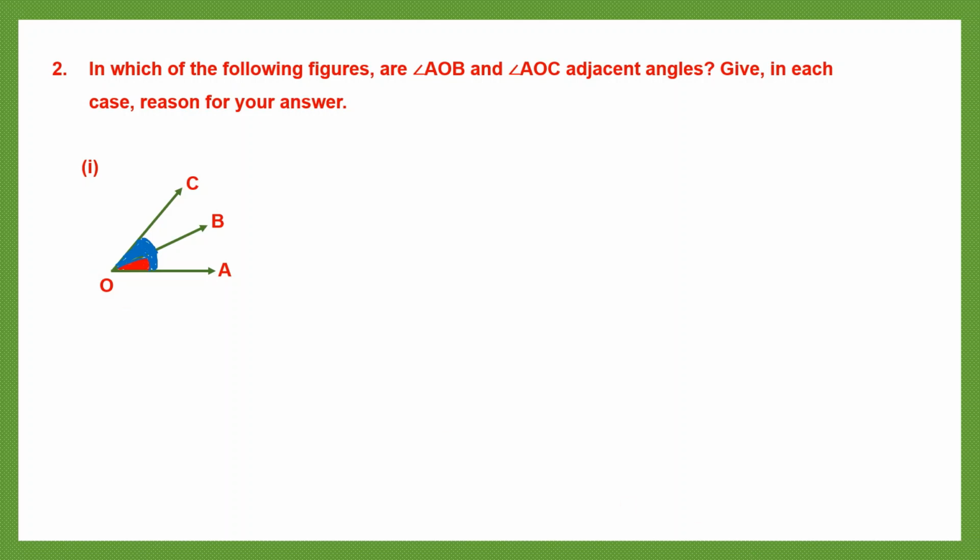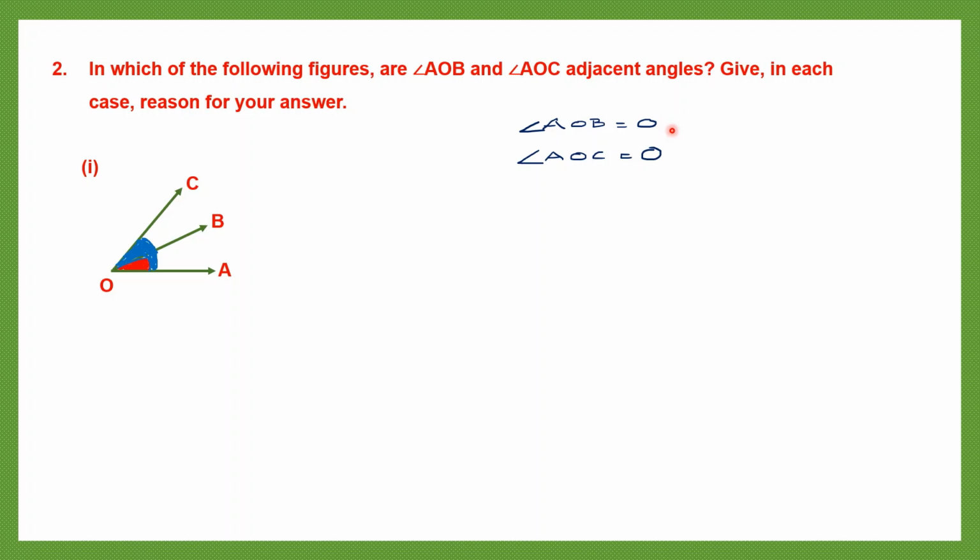Now let's write down for angle AOB, which is the vertex for angle AOB. It is O. Now for angle AOC, also the vertex is O. So let's write that down. So now both these angles have a common vertex, same vertex.